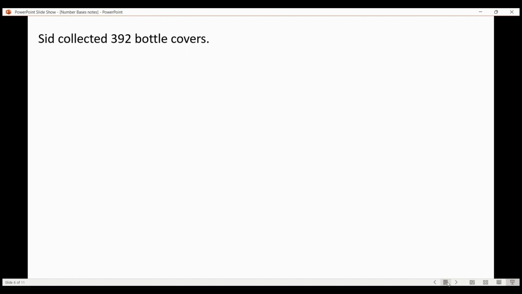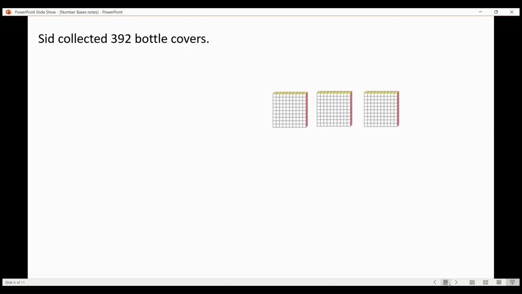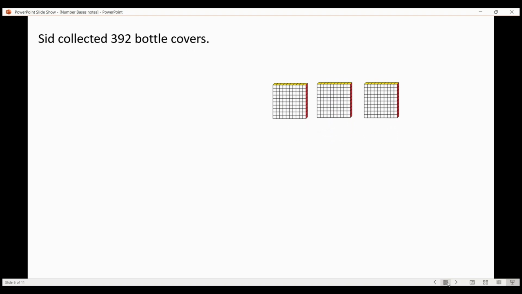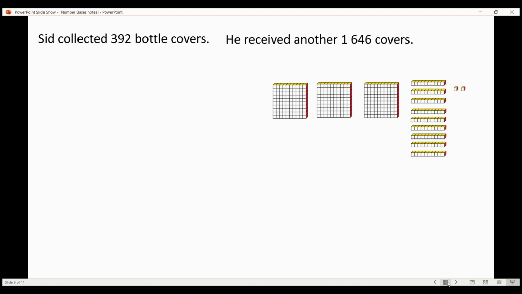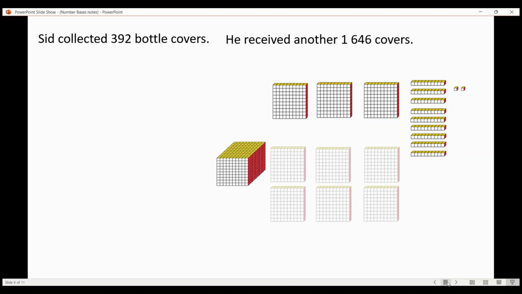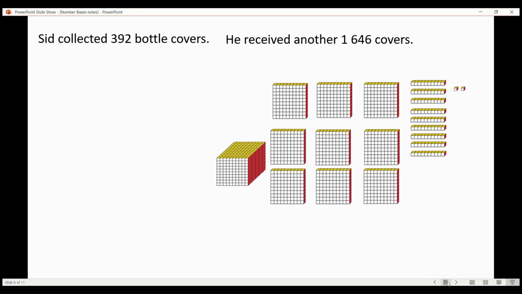So Sid collected 392 bottle covers. They said nothing else. So we assume it is in our normal base, which is base 10. So we have 3 hundreds. How many tens? 9 tens, 3 and 3, 6 and 3, 9, and 2 ones, or 2 units. So Sid collected this amount of bottle covers. So we're representing those bottle covers using these blocks. And he received another 1,646 covers. So that'll be 1 cube and 6 hundreds, 3 and 3 600s, or 6 squares, 4 tens, so we could bring that under the tens, and 6 units.